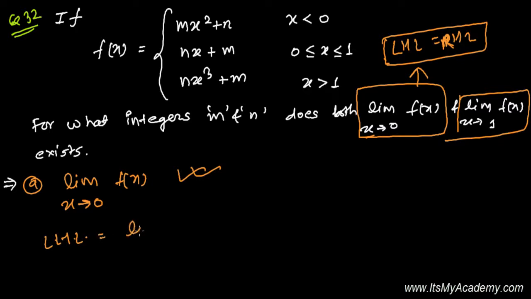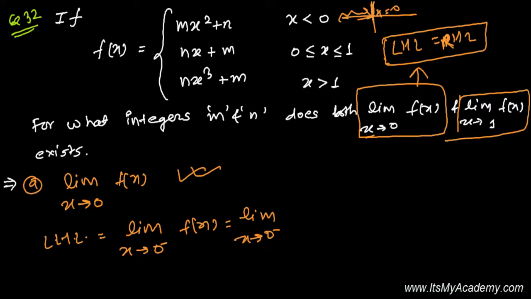The left hand limit will be limit x tends to 0 minus. In the graph, if you see, this is the line x equals 0, then we are going to approach from the left hand side. It means x is slightly less than 0. Keep that in mind. f of x, and limit x tends to 0.